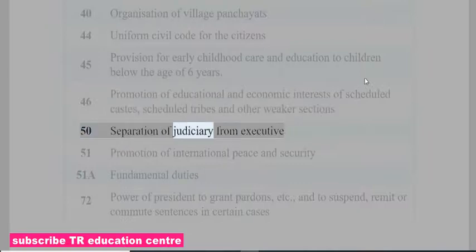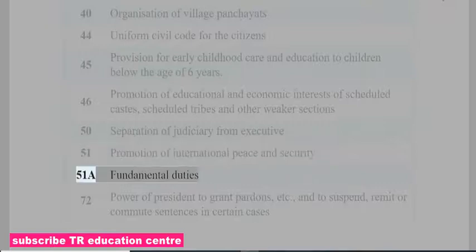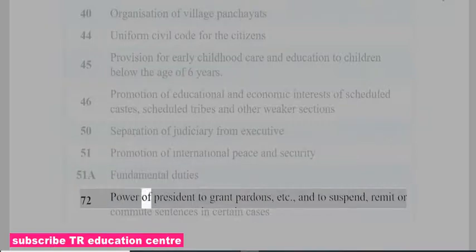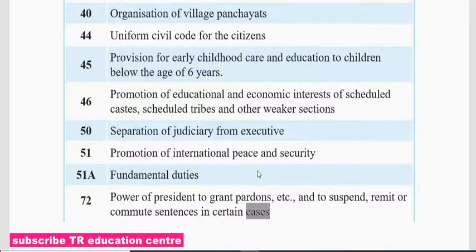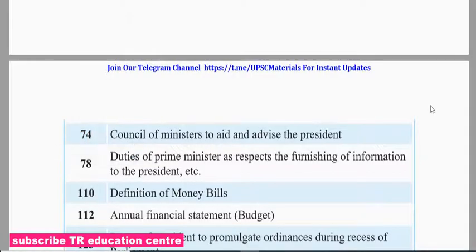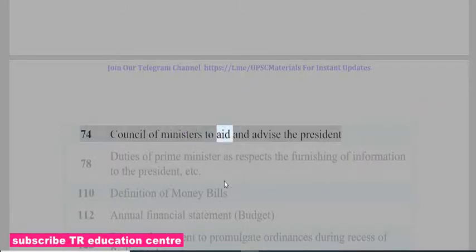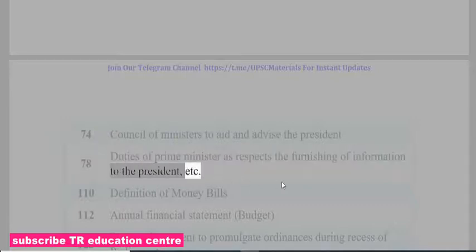50 Separation of judiciary from executive. 51 Promotion of international peace and security. 51A Fundamental duties. 72 Power of President to grant pardons, etc., and to suspend, remit or commute sentences in certain cases. 74 Council of Ministers to aid and advise the President. 78 Duties of Prime Minister as respects the furnishing of information to the President, etc.